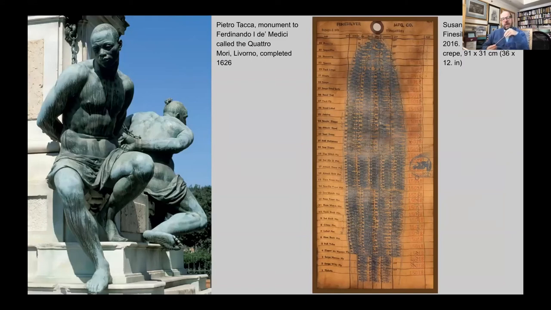another work of Susan Stockwell's was very reminiscent of the depictions of slave ships from the 18th and early 19th centuries that went from Africa to the New World. It depicts the tightly packed lower decks of these ships, which were, of course, terrible events that were part of commercial enterprises. And it brings us back full circle to Ferdinando the First and the Quattro Mori in Livorno, which is a monument that glorifies this exchange.